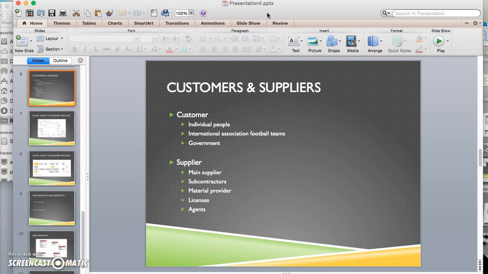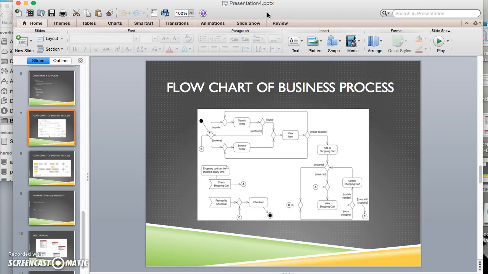Here are several customers and suppliers, like individual people, each of whom can order something at Adidas, the International Associated Football Teams, and the government. And their main suppliers are subcontractors, material providers, licensees, and agents.